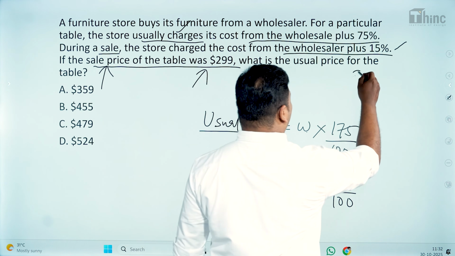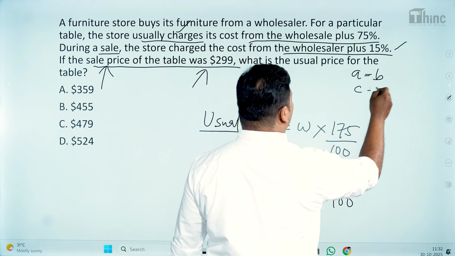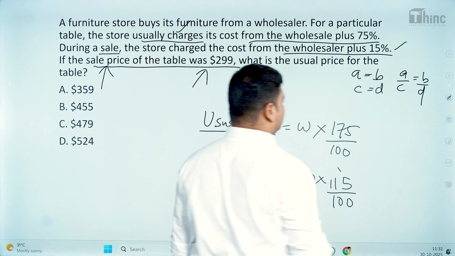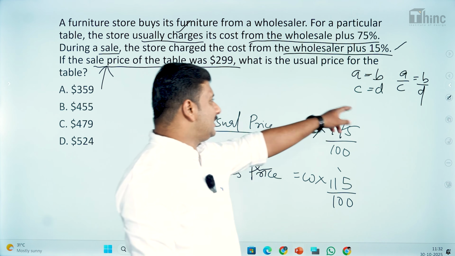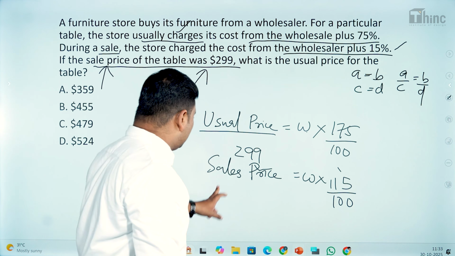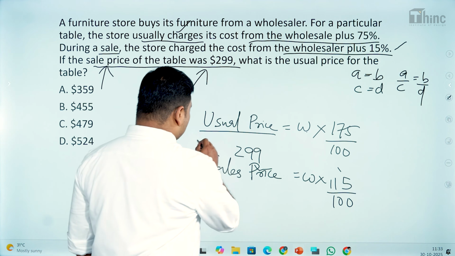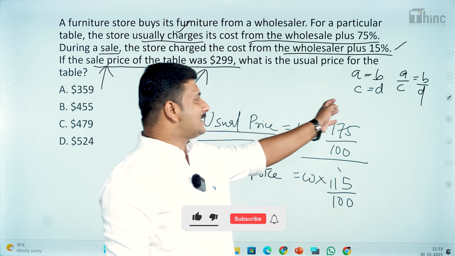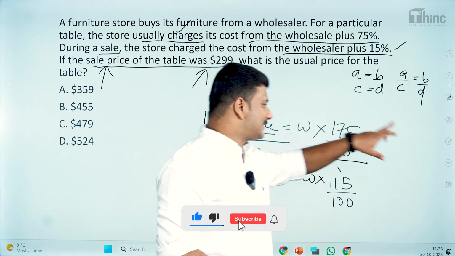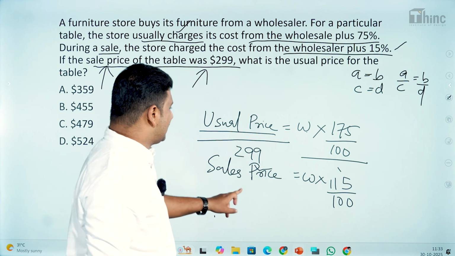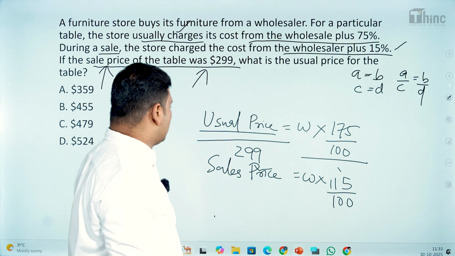So if A is equal to B and if C is equal to D, then A by C is equal to B by D. If A and B are the same, C and D are the same, then A by C and B by D are the same. So this is equal to this is equal to this. That means this by this and this by this are the same, right? Usual price is this, sales price is this. So usual price by this is equal to this by this.